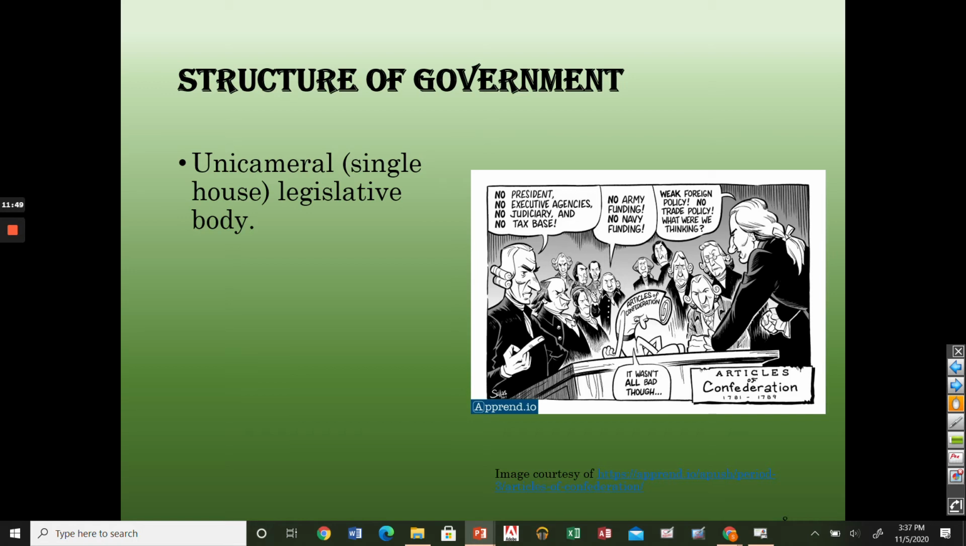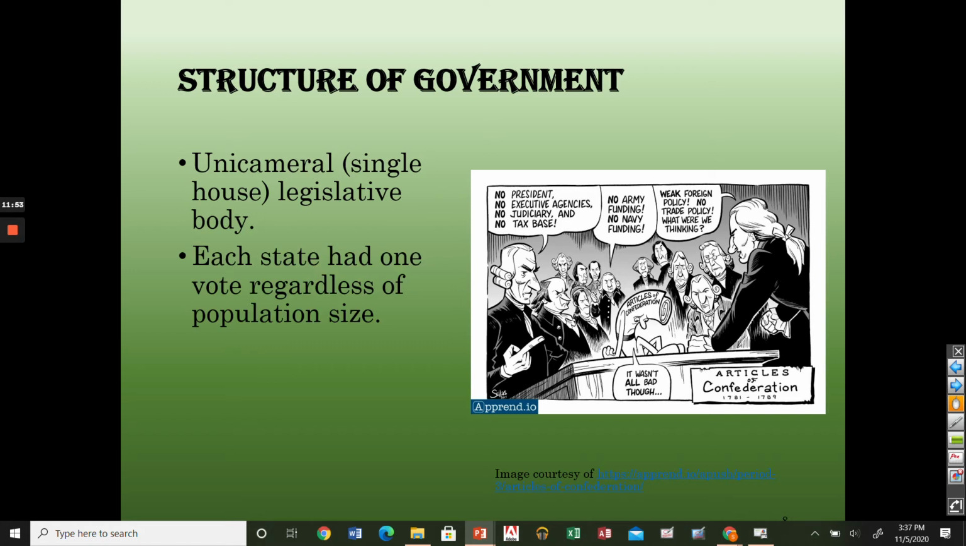And so under the Articles, there was simply one Congress, one legislative body. And as I was saying, each state received one vote regardless of its population. And then Congress was given sole authority to govern the country.